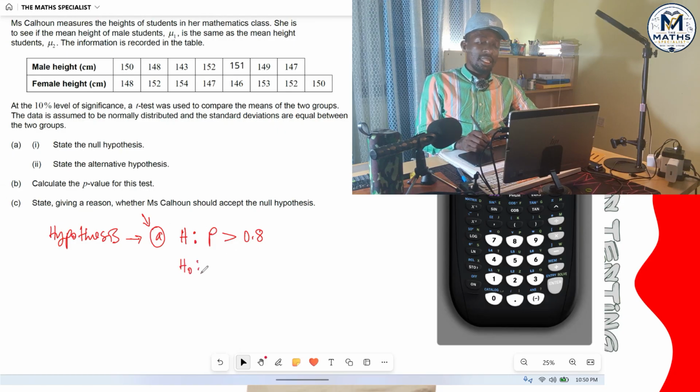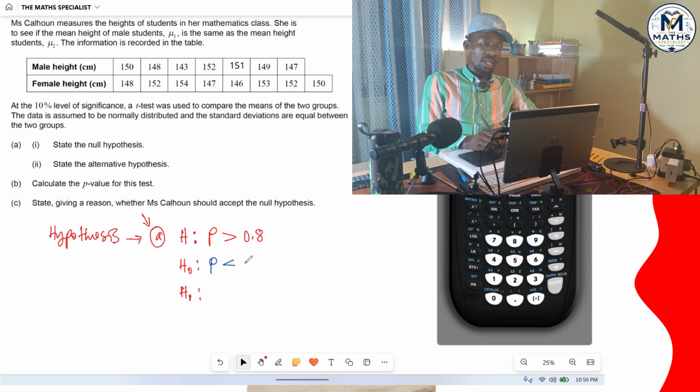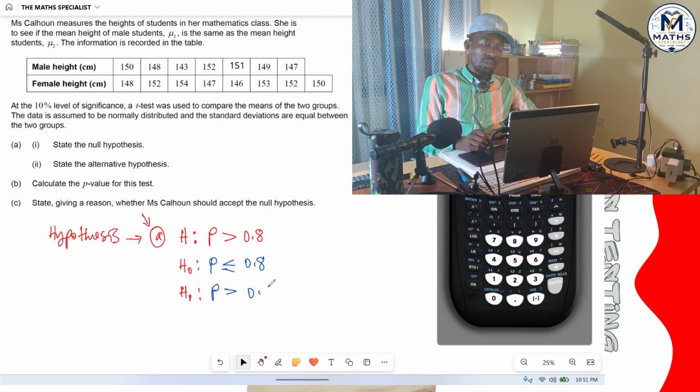So from this assertion is where we get the null hypothesis, H0, and the alternative hypothesis, HA or H1, whatever you might call it. So here, our null hypothesis means the probability will be less than or equal to 0.8, and the alternative hypothesis is the probability is greater than 0.8.